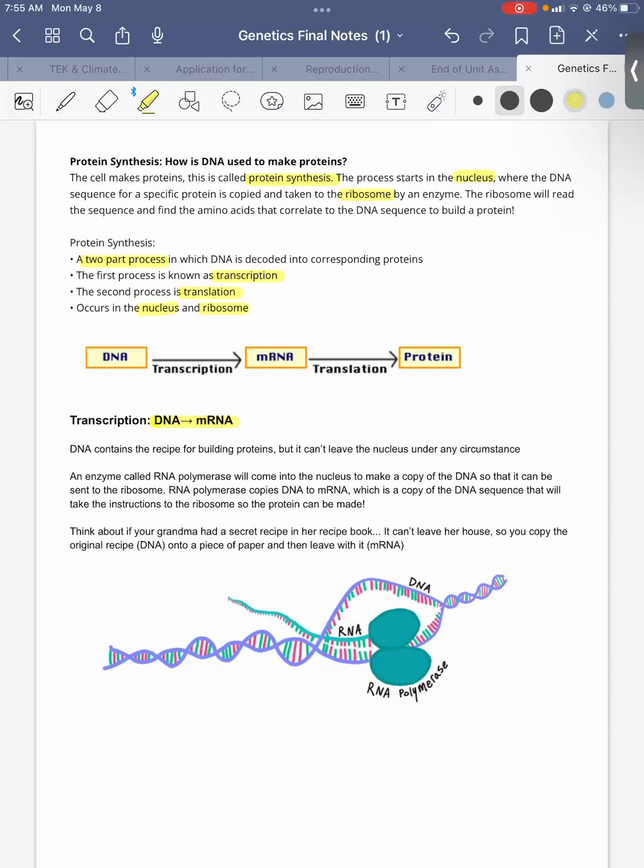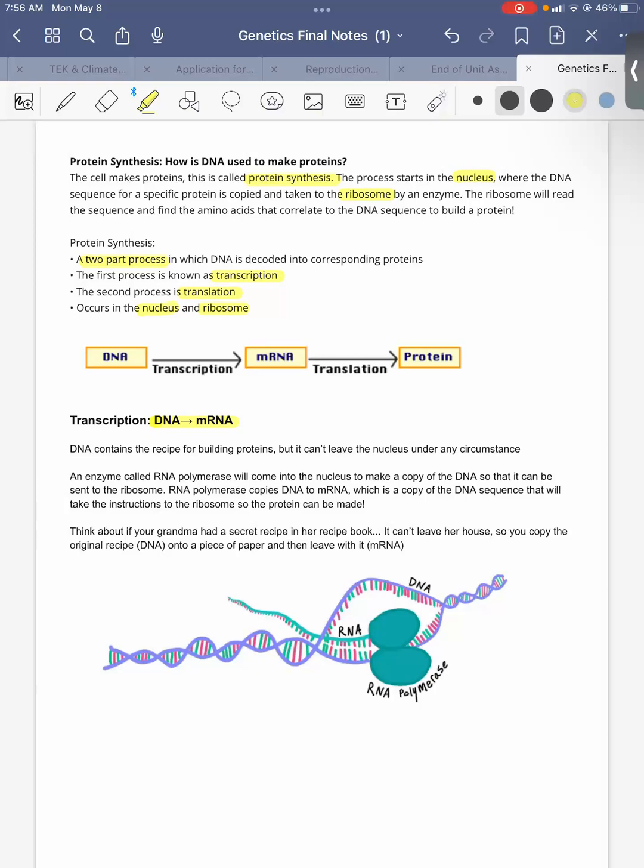Let me give an analogy. Remember how I said that DNA is a recipe book? I want you to picture that your grandparents have this family recipe book and your grandma has it locked up so that nobody takes it out. And let's say you don't have a cell phone, but you want to take a recipe from the recipe book home and make it. So what you might do is take a piece of paper and copy the recipe down. So then when you leave the house, you have a copy of that recipe. It's the original recipe, you just made a copy of it, so that you could take it home and then make that recipe on your own without taking the recipe book out of that house.